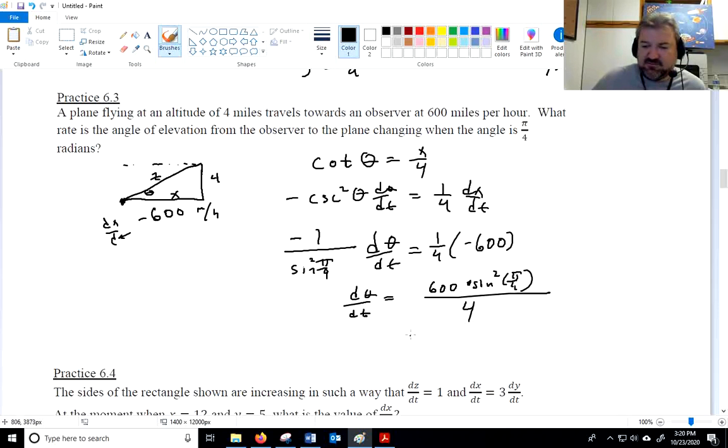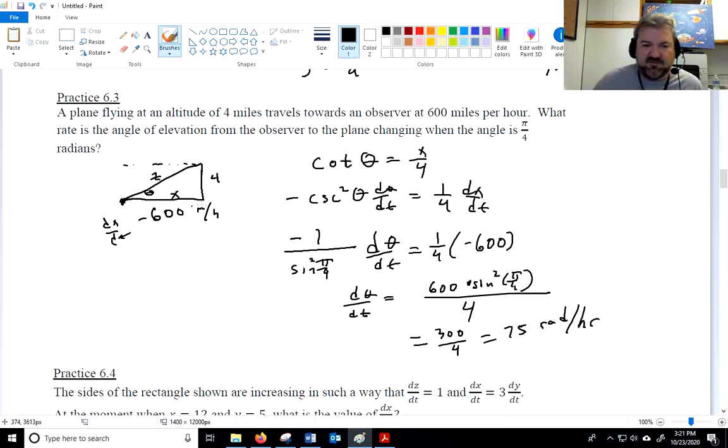So this is 300 over 4. And that makes 75. So 75 is the d theta/dt. 75. Wow, that sounds like a lot. Oh, but that's radians per hour. Yeah, per hour. So I guess it's not that much.